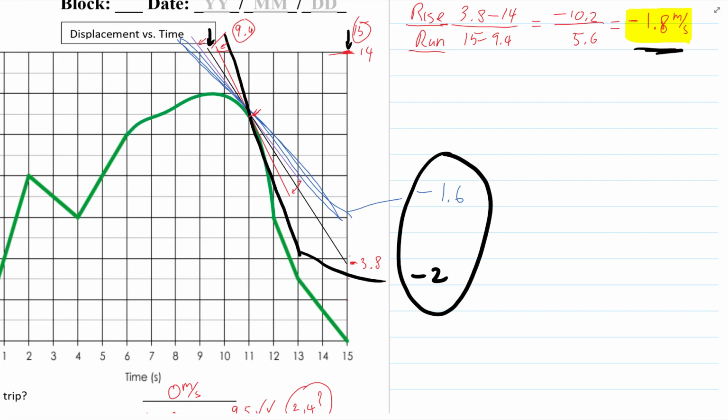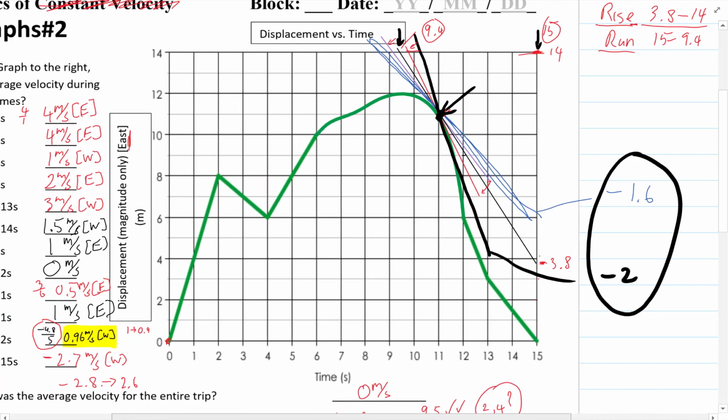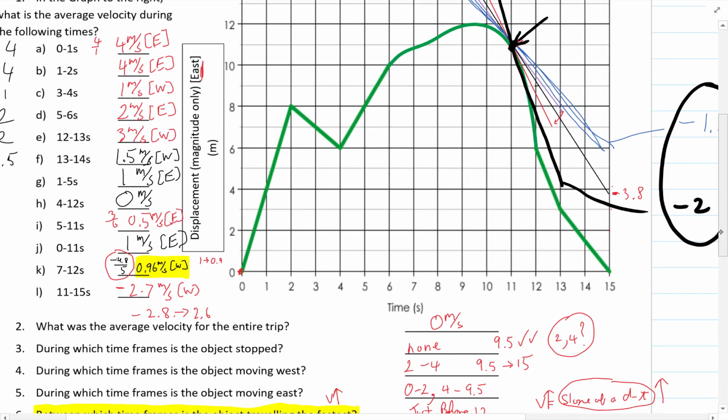You're trying to find the slope at that point. It's the instantaneous speed, not the average speed. An average speed is total distance over total time. This is the speed exactly at that point. It is the speed that you see on your speedometer as you're driving. Your speedometer tells you the speed at that point in time. Okay, painful, but let's move on.